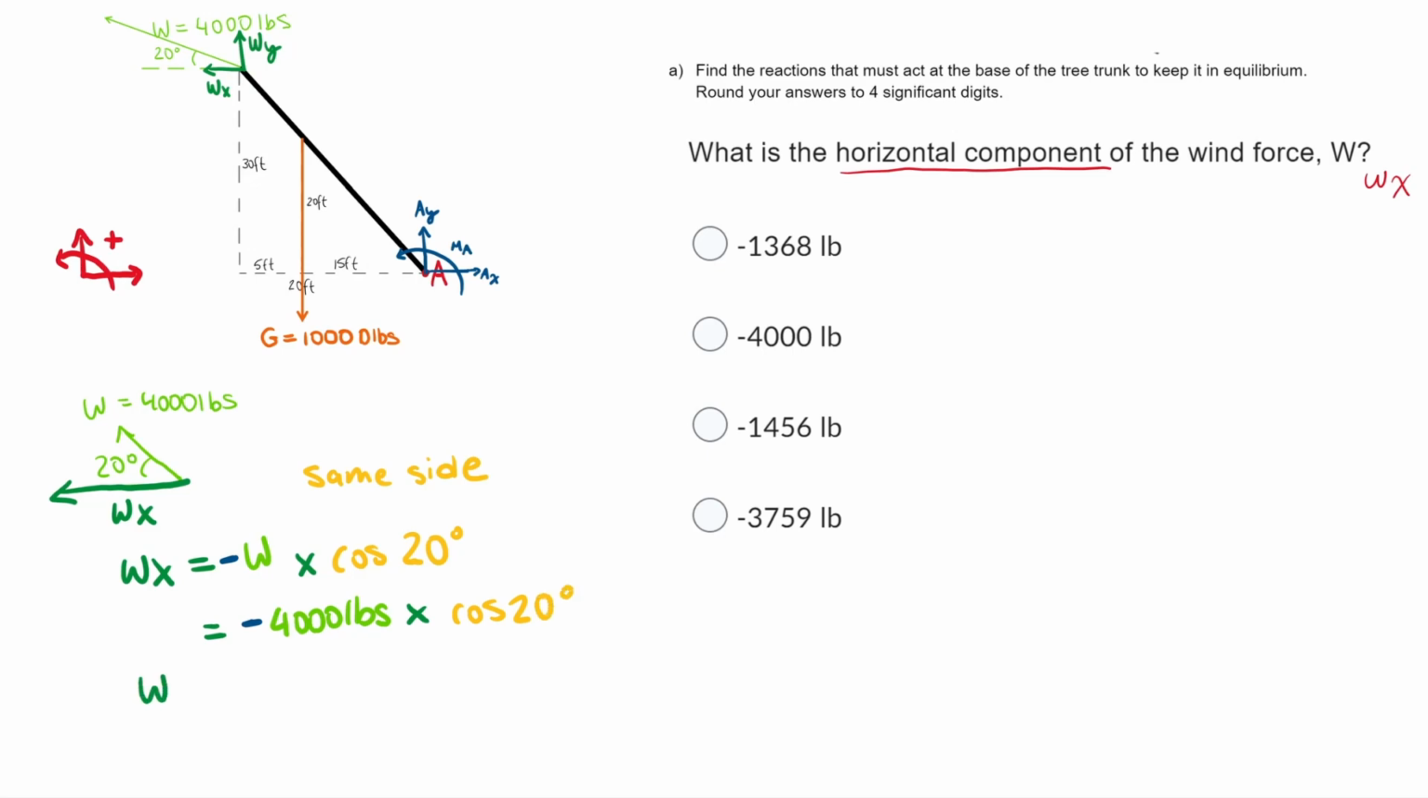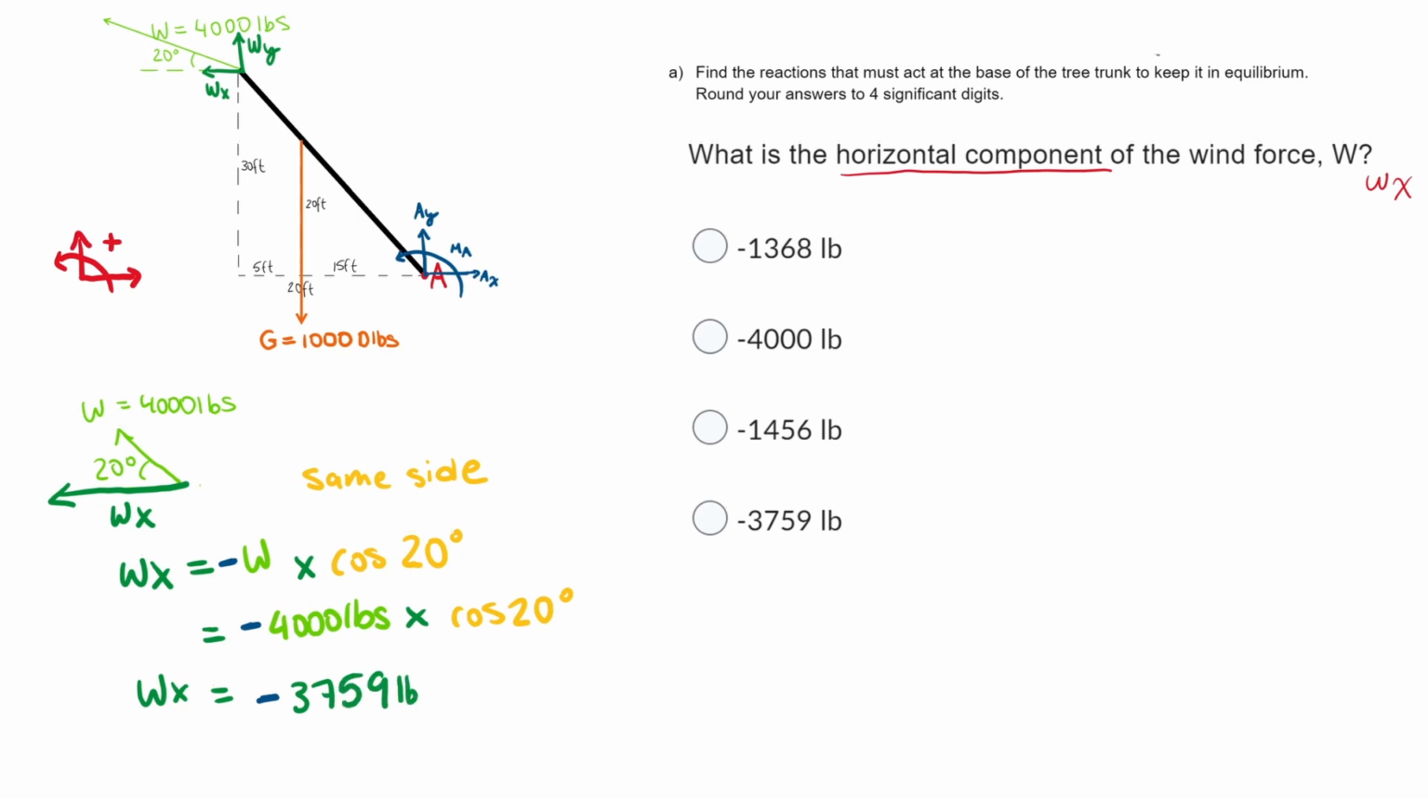So WX is equal to negative 3,759 pounds, making this the correct answer.